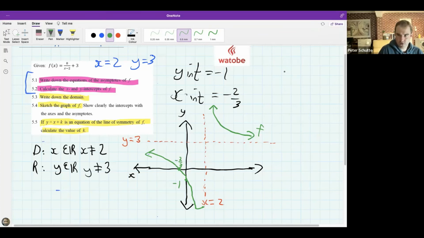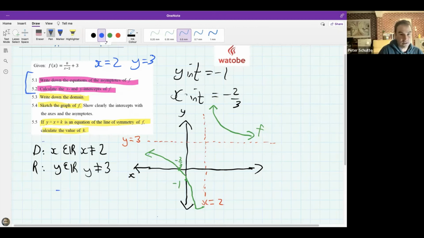What you want to do is sketch the graph, clearly show the intercepts with the axes. I've shown my intercepts with my axes. I've also shown my asymptotes, and notice how I've labeled my asymptotes. So that is drawing that.